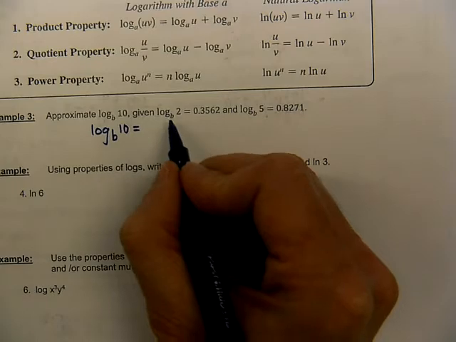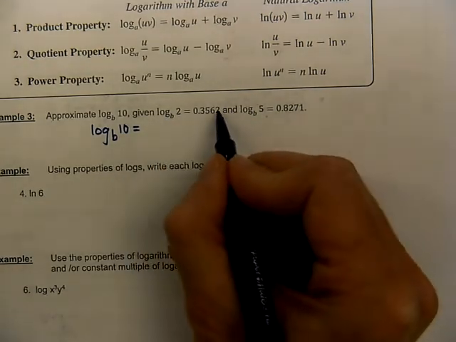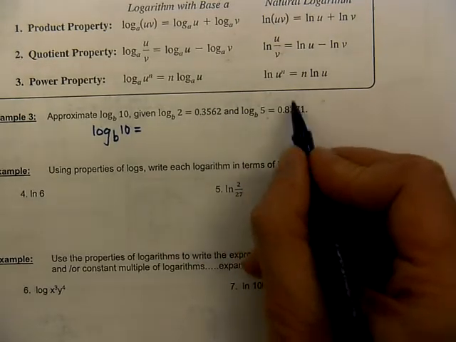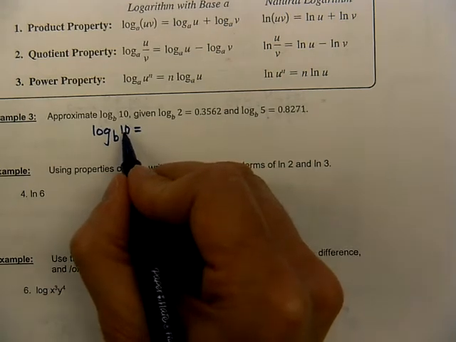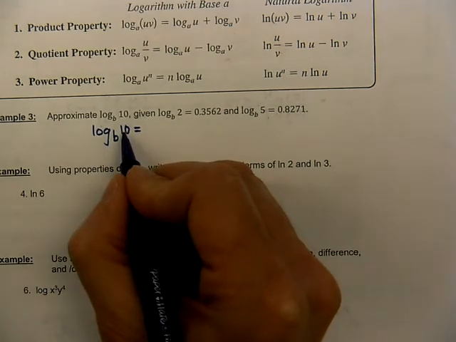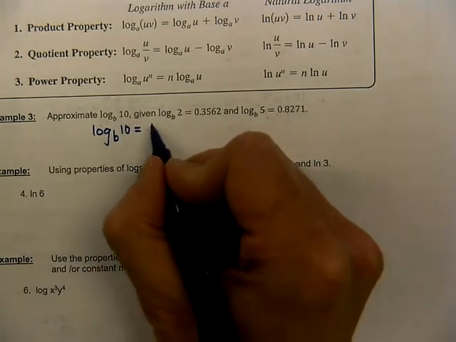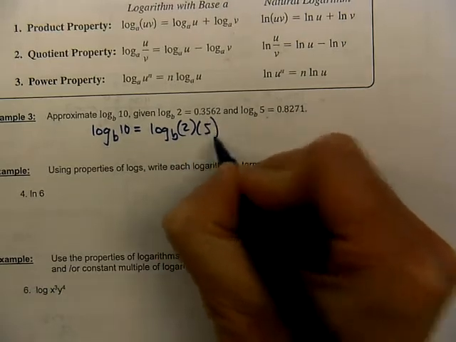They're telling me that log base b of 2 is approximately 0.3562. That's given information. Log base b of 5 is approximately 0.8271. That's given information too, but I don't have a log base b of 2 or 5. I have log base b of 10, so can we take that 10 and turn it into a 2 instead, or turn it into a 5? Yeah, always look for your factors. So take that 10 and factor it into 2 times 5.